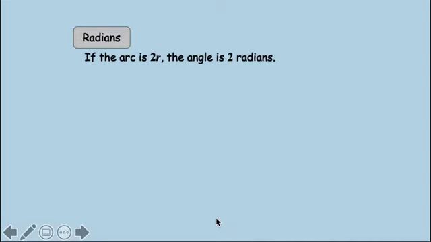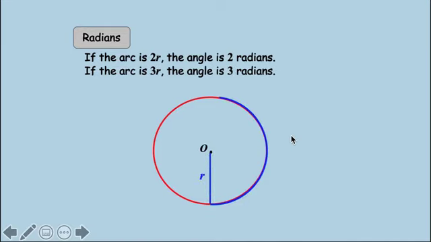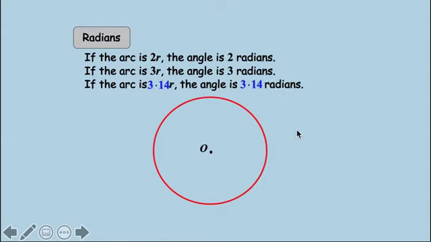So that's 1 radian. If the arc is 2r, then the angle is 2 radians. So if that's the radius, and if my arc is 2 times that, then we have an angle of 2 radians. And guess what? If the arc is 3r, then the angle subtended is 3 radians. If the arc is 3.14r, then the angle is 3.14 radians.